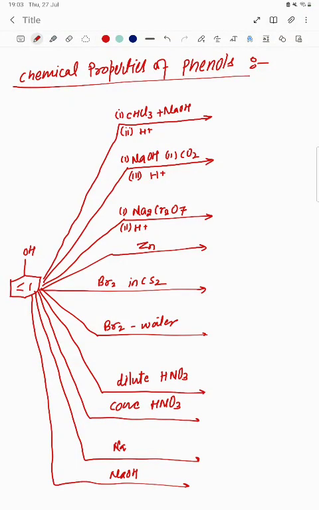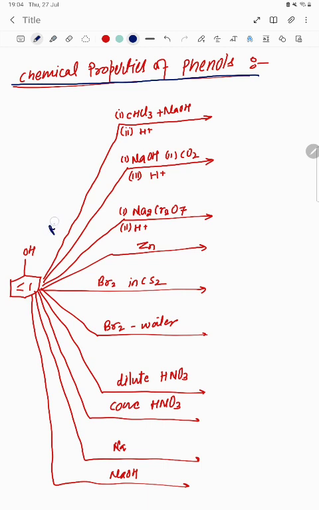Hello, good evening students. Let's try to understand the chemical properties of phenol that we are supposed to study. There are some reactions of phenol that we have to look over. The first reaction is treatment with chloroform and NaOH, followed by hydrolysis. This reaction is the Reimer-Tiemann reaction.